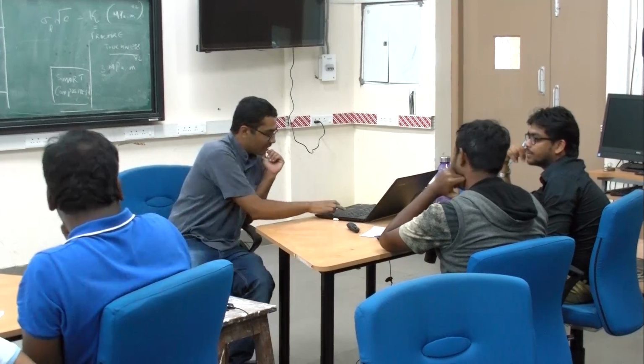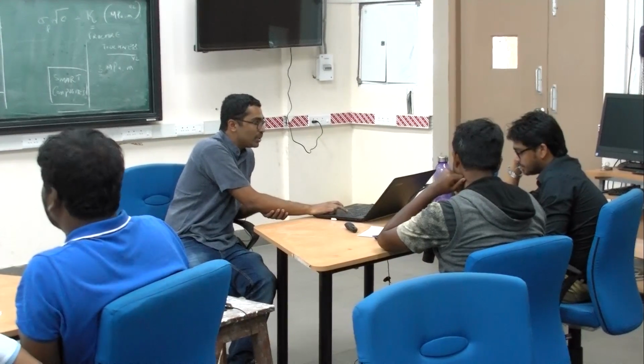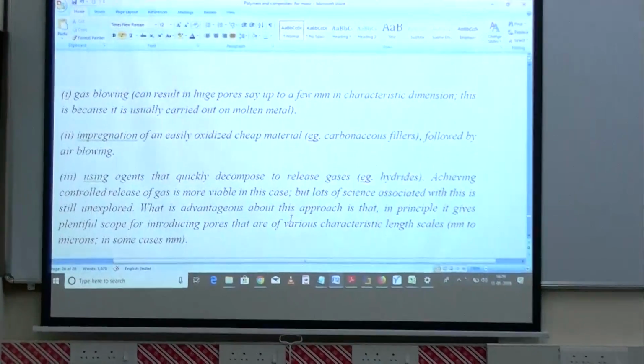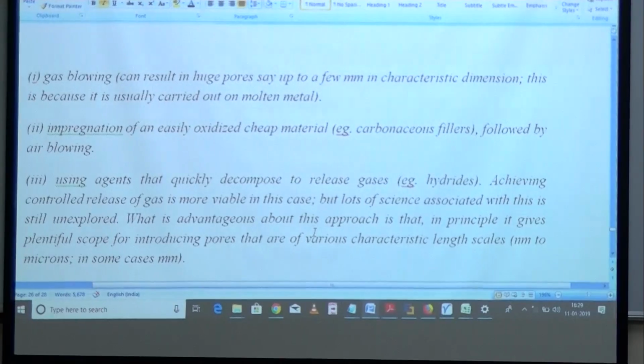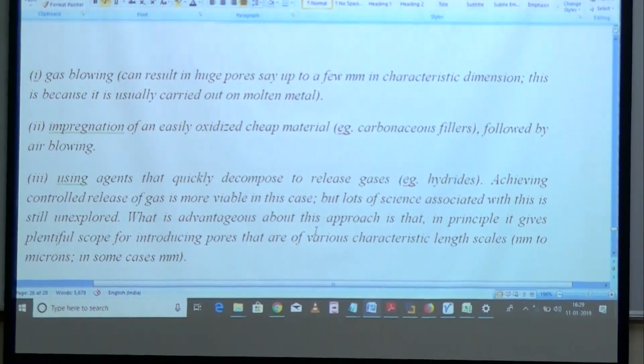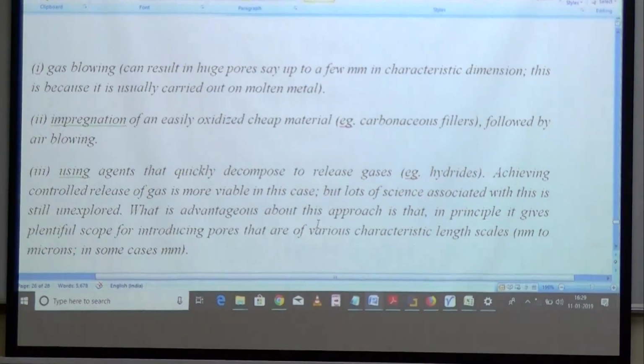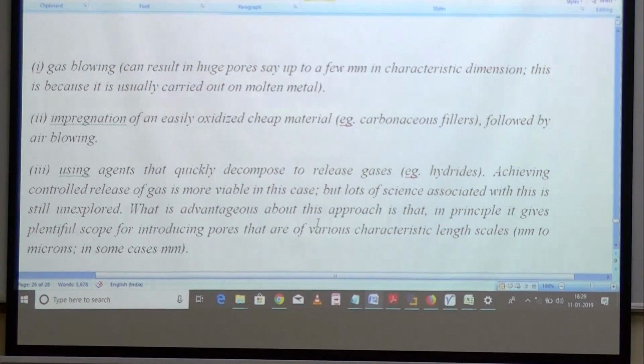Do you have any other suggestions? Second one you thought, oh very good. So that is by and large what it is. The first one is called gas blowing, and you can get huge pores on account of that. Can you see that, sir? From there you are able to see. That is called gas blowing, which can result in huge pores up to a few millimeters in characteristic dimension. This is because it's usually carried out on molten metals.